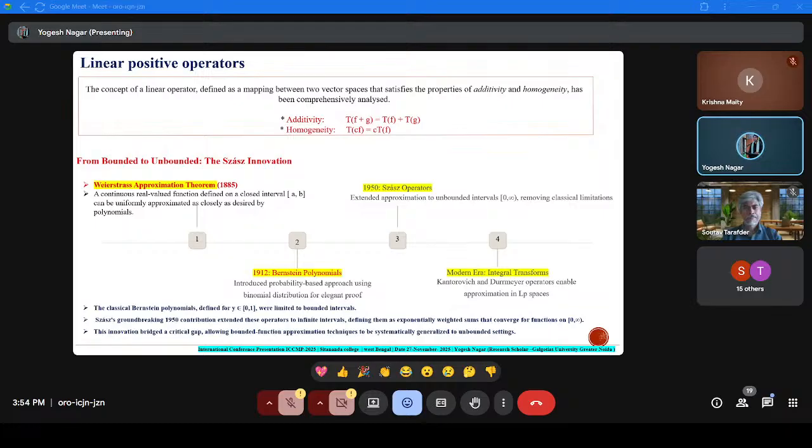Linear positive operators are crucial in approximation theory because they preserve positivity and behave predictably under linearity. While the Bernstein operator works beautifully on the bounded interval 0 to 1, it fails to operate effectively on unbounded domains. Then Szász resolved this in 1950 by introducing an operator with an exponential weight designed especially for the interval 0 to infinity. This innovation opened a new era of approximation on infinite intervals and paved the way for numerous generalizations.